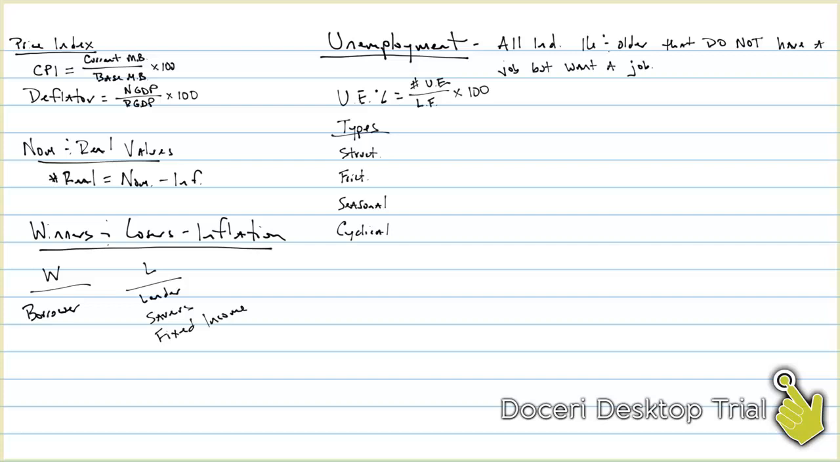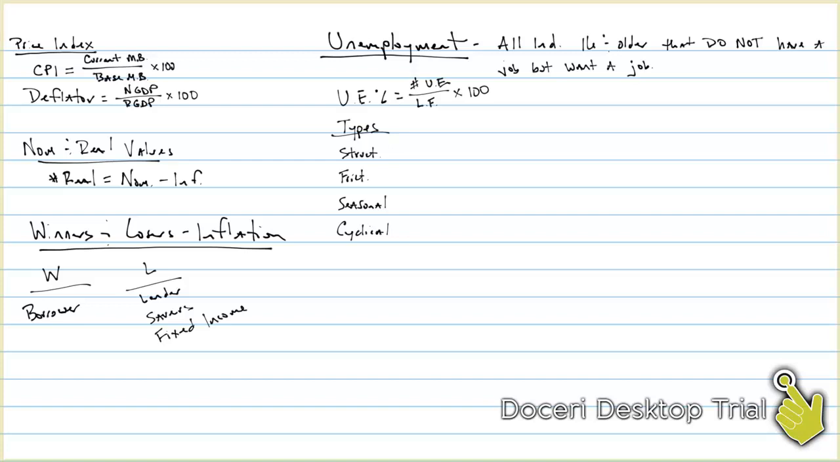Reasons why someone is frictionally unemployed: because they want to relocate, they want to change careers, they are just out of high school or college looking for a job, just out of the military looking for a job, just out of jail and looking for a job. Those are all individual choices that make them unemployed, frictional unemployment. Seasonal, based on the seasons.